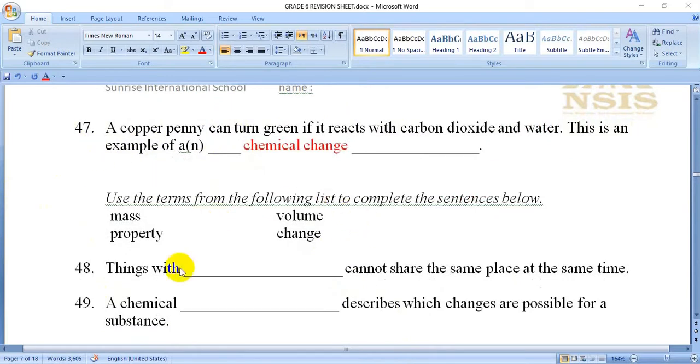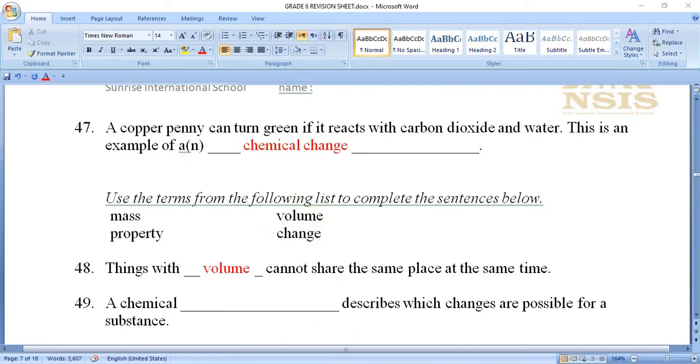So question 48. Things with the same volume cannot share the same place at the same time. If you have two objects with the same volume and you're trying to put them in one place that fits only one, of course they cannot share the same place because the place is only enough for one object. So we say that things with the same volume cannot share the same place at the same time. Next, question 49.